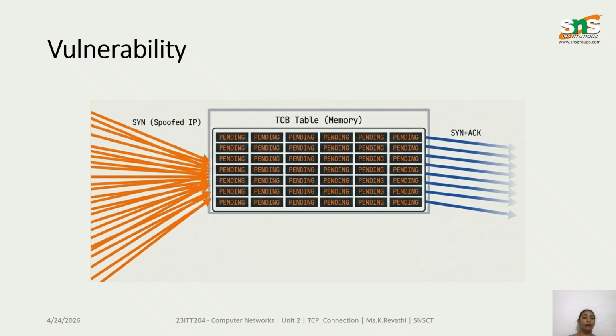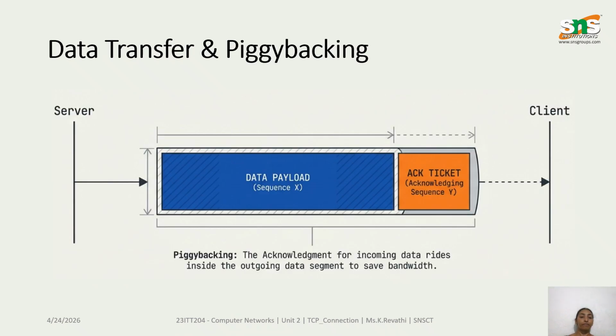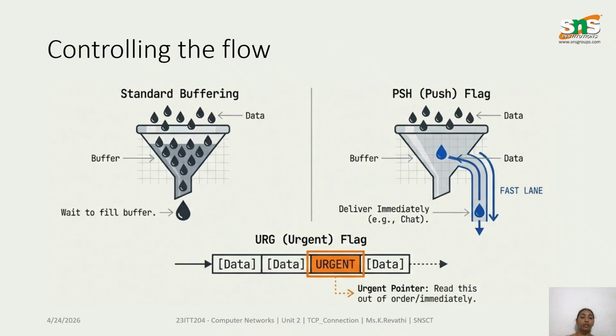The connection termination phase. After communication is done, the connection must be closed properly. This is done using four steps. Client sends FIN, then server sends ACK, then server sends FIN, then client sends ACK. This ensures both sides safely close the connection.